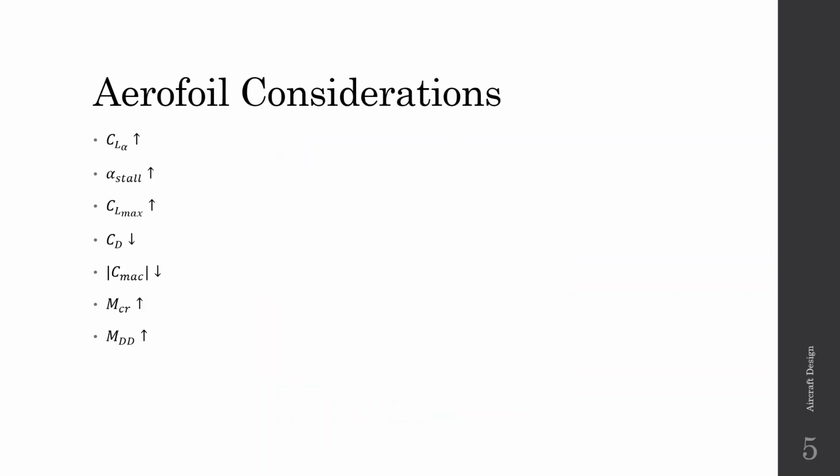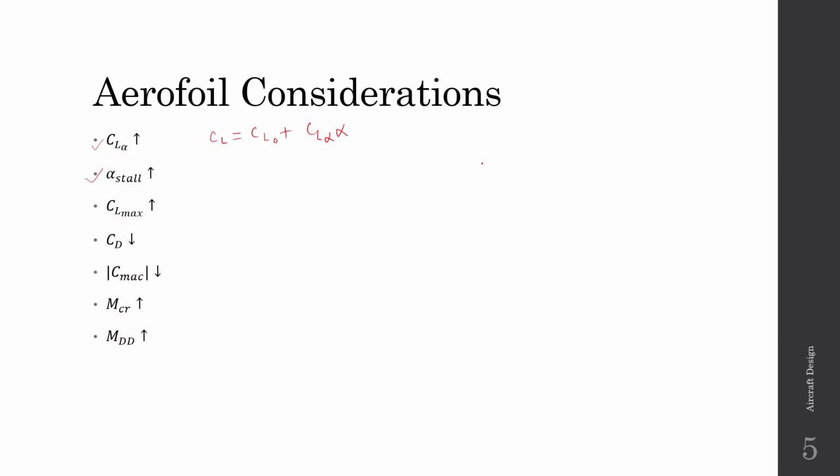So when selecting an airfoil, what are the things that we consider? So we want CL alpha to be as high as possible. You know that we can write CL as CL naught plus CL alpha into alpha. So if CL alpha is higher, then with a small change in angle of attack, I can generate a lot of lift. Then we want alpha stall to be as high as possible.